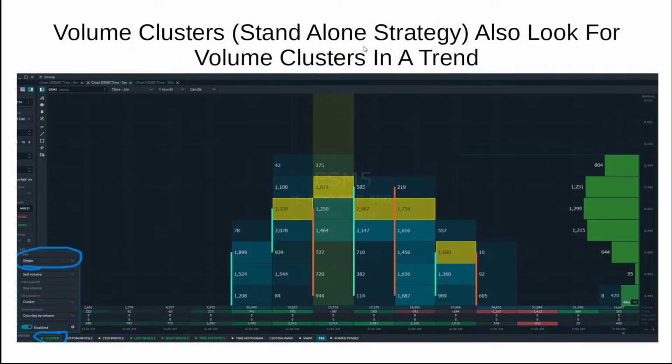Volume clusters. This is a standalone strategy. Also look for volume clusters in a trend, which I'll be talking about in a little bit. To use this strategy, I told you guys at the beginning of the video, I'll be sharing at the end of this video my cluster chart that I use on Quantower, and that way you guys can basically use exactly the same settings that I use.